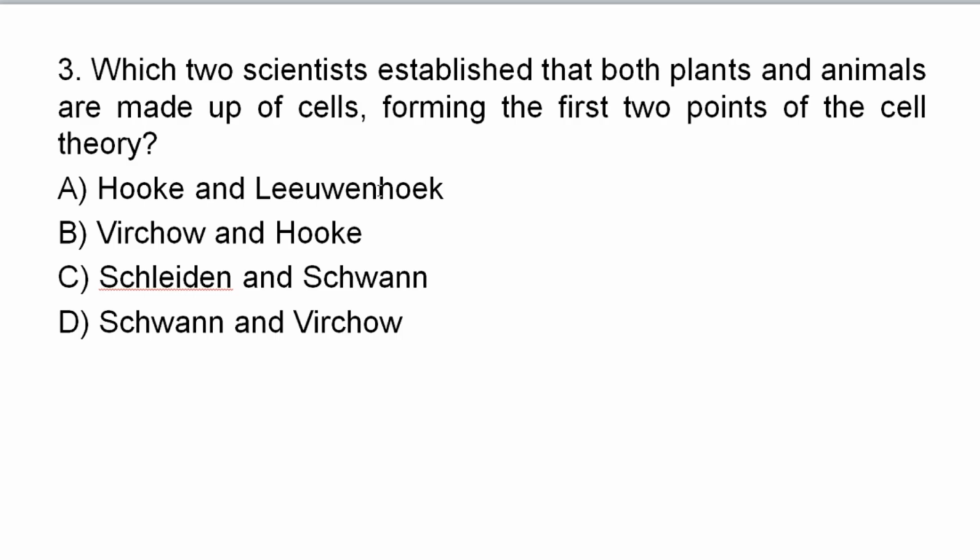Good. Question number 3. Which two scientists established that both plants and animals are made of cells, forming the first 2 points of cell theory? A. Hooke and Leeuwenhoek. B. Virchow and Hooke. C. Sheldon and Schwann. D. Schwann and Virchow. Which scientists established that both plants and animals are made of cells, forming the first 2 points of cell theory, from the given alternatives?